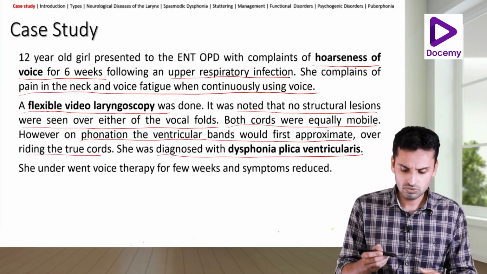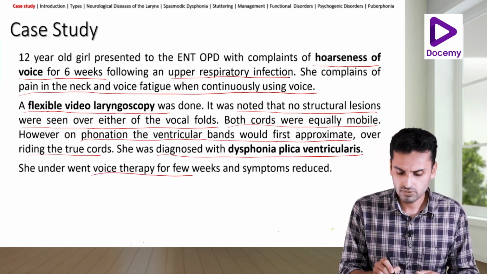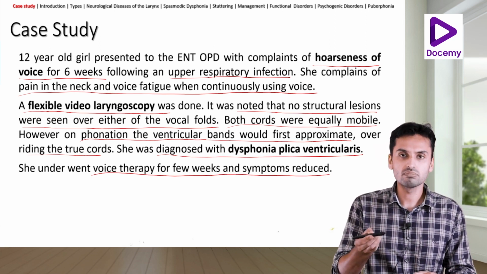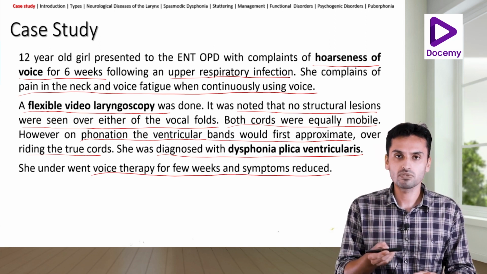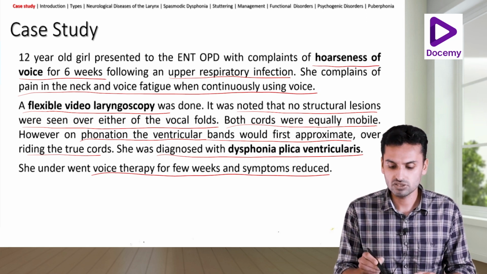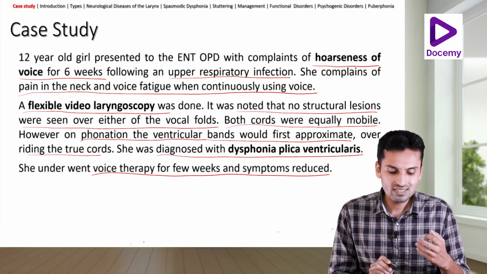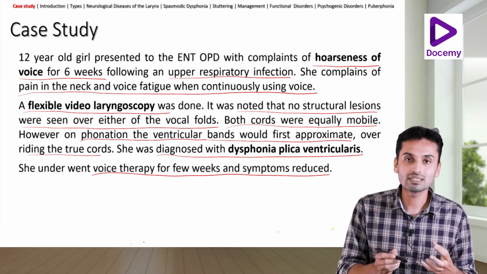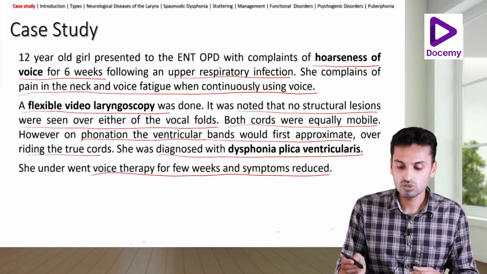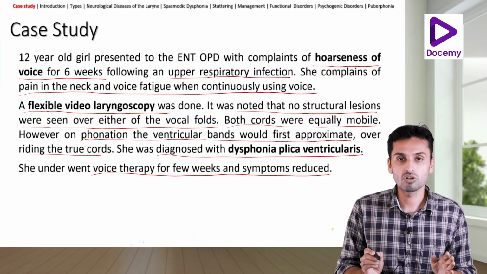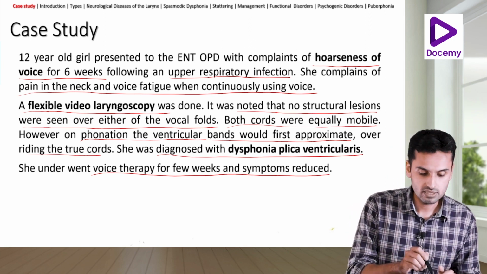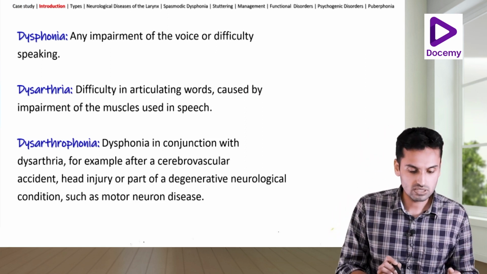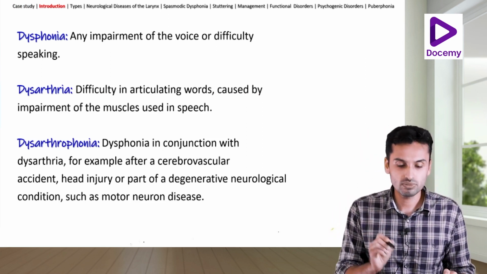She underwent a few weeks of voice therapy and this type of behavior, this type of compensatory mechanism of muscle tension dysphonia, was resolved. So these are the kind of cases that will come, and unless you know about these conditions, you will miss it because the vocal folds look absolutely normal. It is the movement that is a problem. Okay, so before we go into these disorders, just familiarize yourself with certain terms.